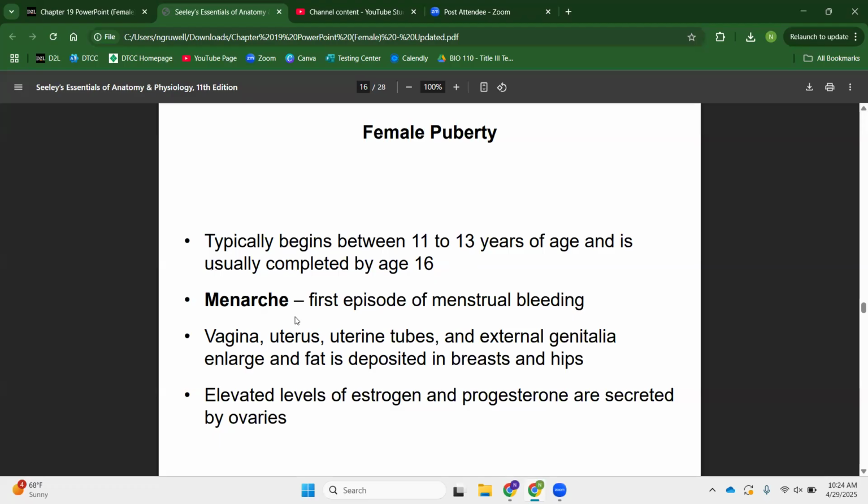And so the vagina, uterus, the uterine or fallopian tubes, and the external genitalia we just talked about are going to get larger, and fat is going to be kind of preferentially deposited in the breasts and hips. This is when we're going to get a pretty significant increase in levels of estrogen and progesterone by the ovaries, and that's going to help contribute to development of secondary sex characteristics and some of the other hormone feedback cycle that occurs in the female system.